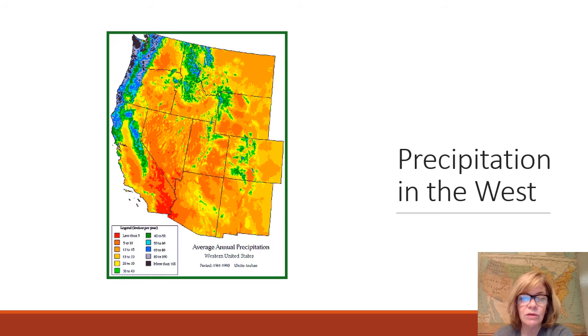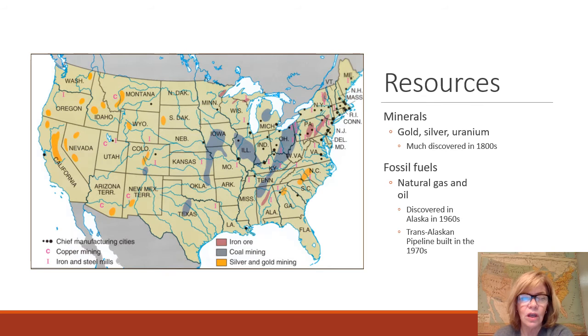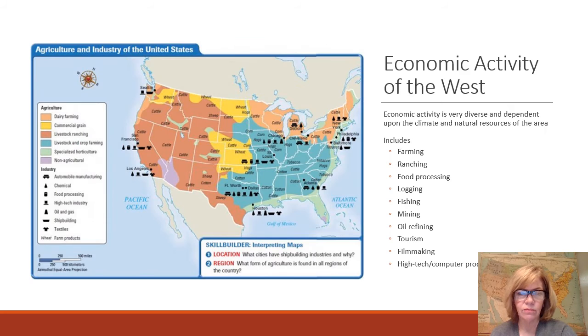Okay, here's another image of it, a little bit closer up. You can tell where some areas just get a lot of rain. All right, they also have a lot of minerals out there because that's indicative of mountains, right? So there's been gold, silver, uranium, and some fossil fuels. Up in Alaska, they have oil, and the Trans-Alaskan Pipeline was built there, right, to get the oil from the locations where they are to the coast so it can be shipped out.